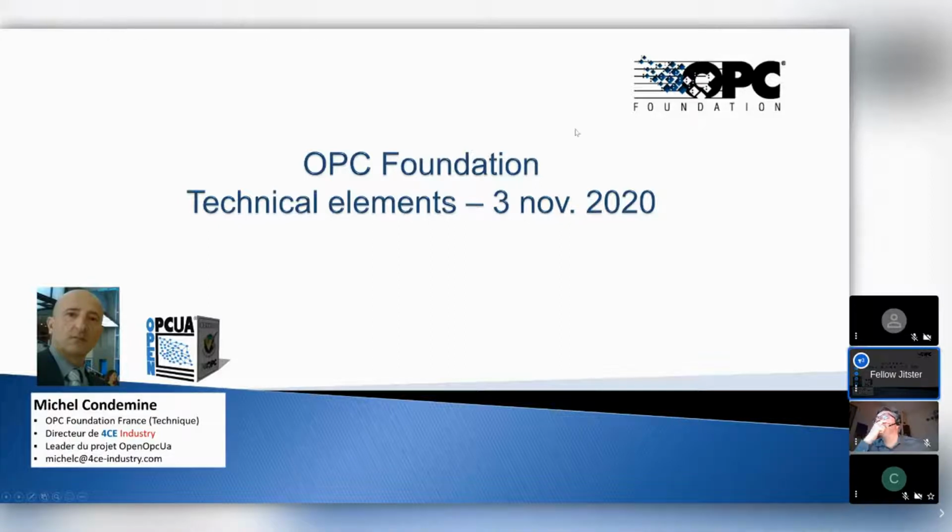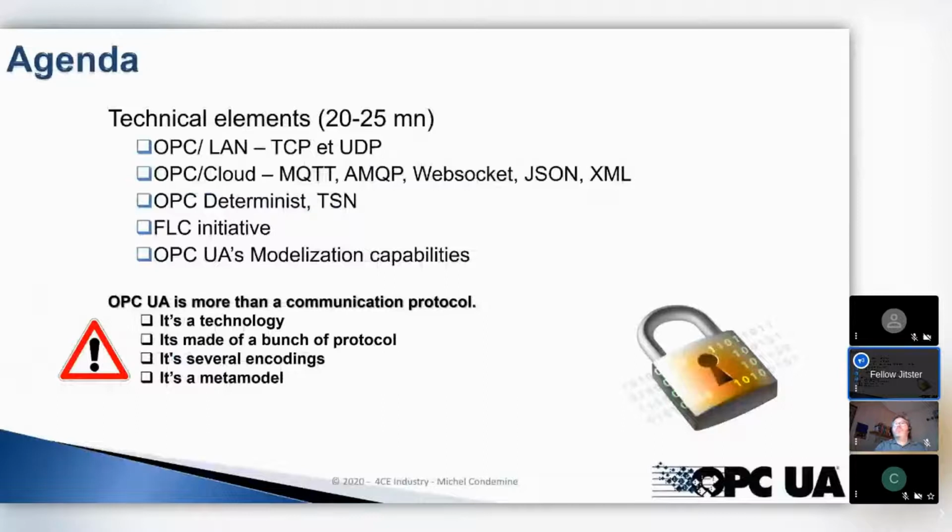So let's dive a little into the technical aspects of OPC UA. Our agenda today is split into 5 bullets. First we will look at OPC UA for regular LAN, based on TCP and UDP. After that, we look at OPC UA for the cloud, based on MQTT, AMQP, WebSocket, JSON, and XML. I suppose you have a lot of questions on that part.